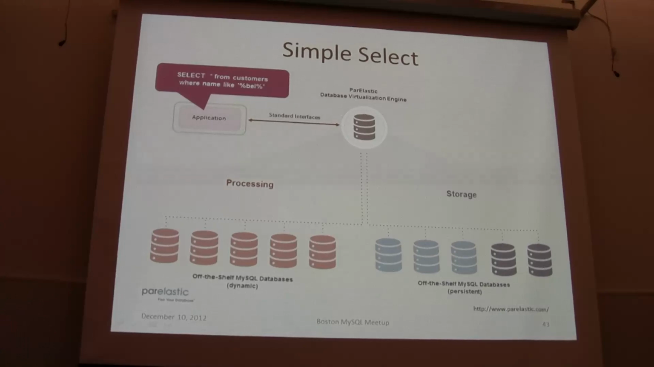So here's a simple query against the customer table, which was distributed based on customer ID. I have no idea where customers with a name like Bell happen to live. So send the query down. The database determines that it has no idea where these rows are, so it sends it to every place where it can possibly be. Some group of them are going to return results, and we just send the results right back to you.